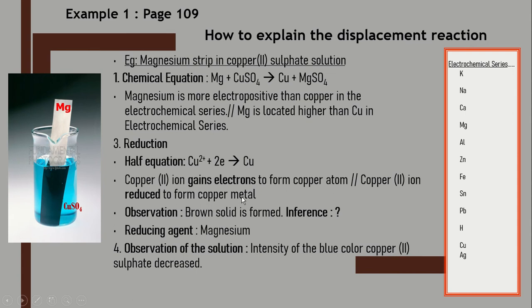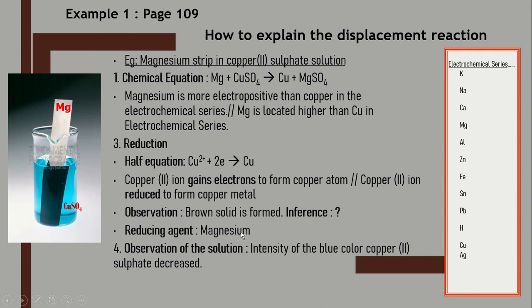So the observation, okey, dalam ni tadi awak warna biru, right? Warna biru tu adalah disebabkan oleh Cu2 plus ion. At the end of the reaction, dia jadi copper metal. So copper metal kita dah belajar dah, dia punya color is the brown solid is formed. So the in front is copper atom is formed. Okay, so di sini we can say magnesium will act as a reducing agent.